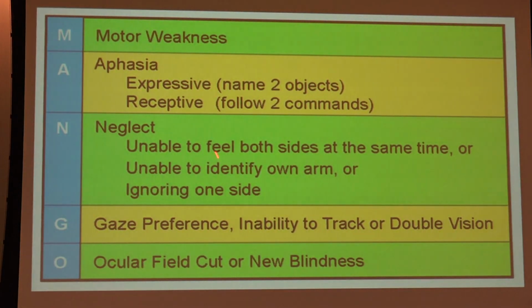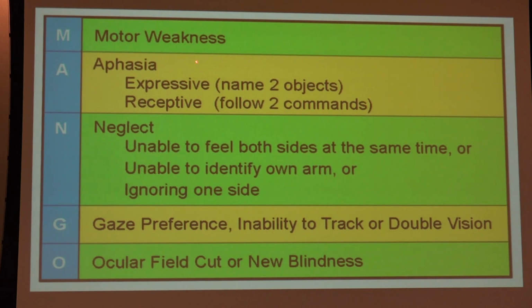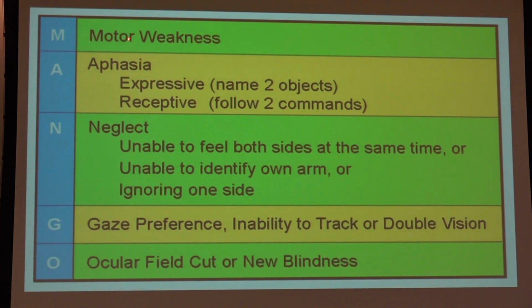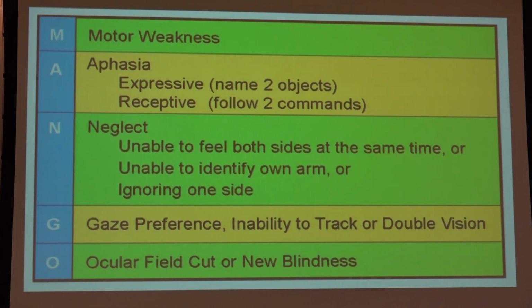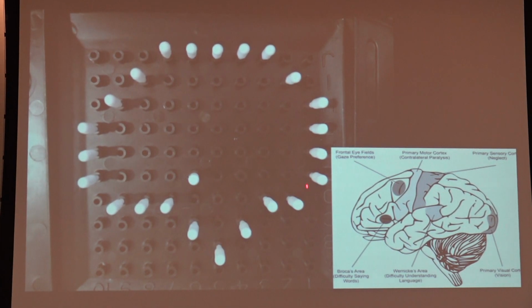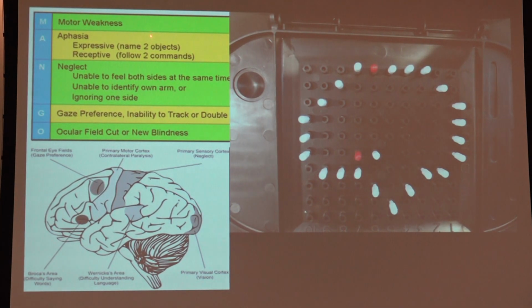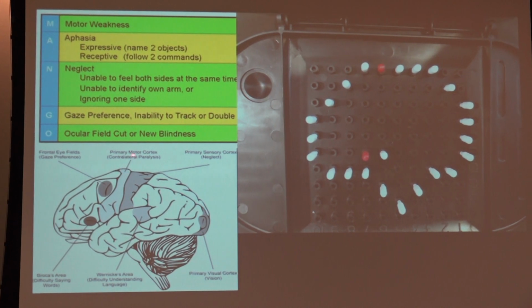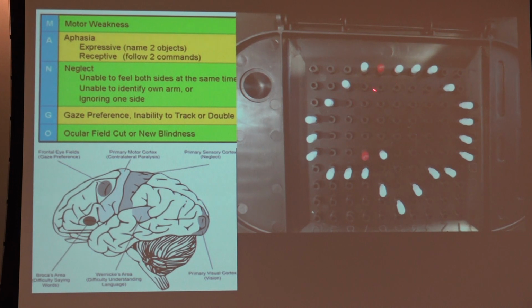So if you look at MANGO again, we're assessing for motor weakness plus aphasia, motor weakness plus neglect, motor weakness plus gaze preference, motor weakness plus an ocular field cut. So here's our Battleship board arranged in the same pattern as the human cortex, the brain's cortex. And if you look at the first category again, motor weakness, we're going to put a red peg in the motor cortex, all right? So we have motor weakness.